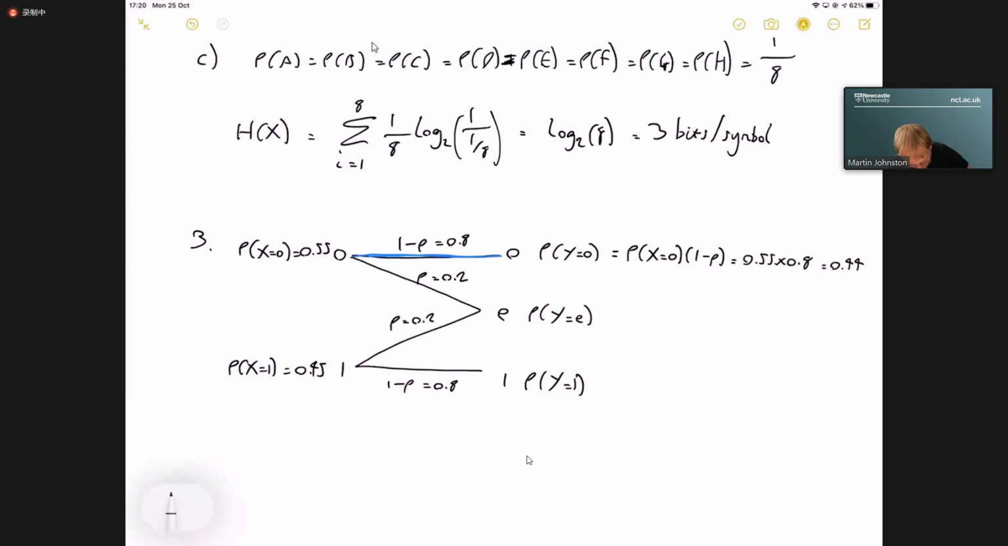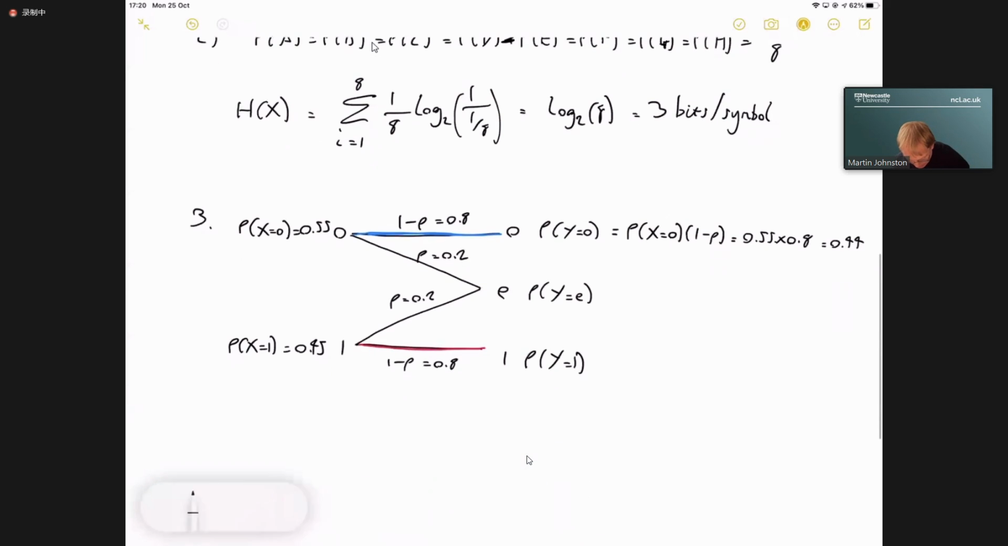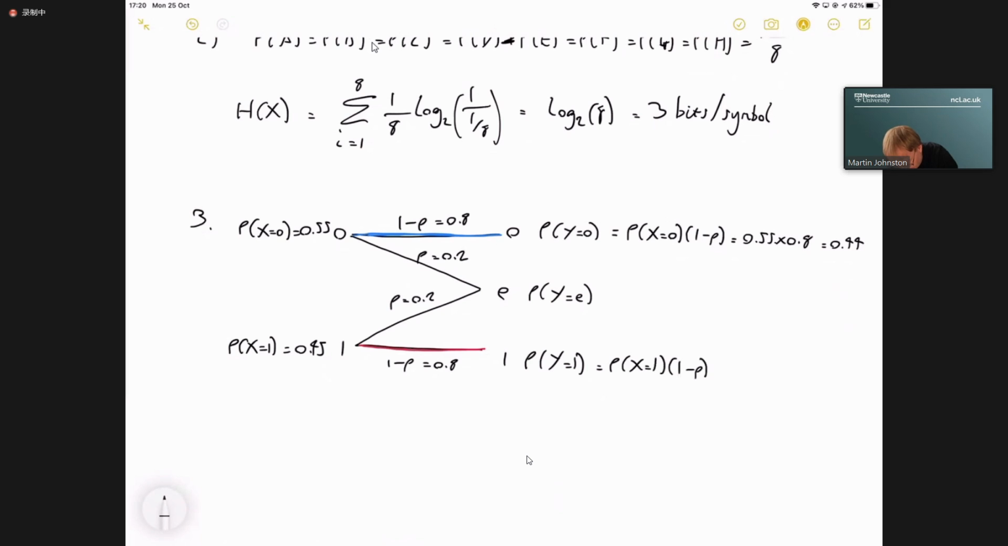Similarly for the bottom one, y equals 1, there's only one way you can get a 1. That's if you start with a 1. So the probability y equals 1 is the probability that we start with a 1 and the probability that it isn't erased. That's 0.45 times 0.8, which is 0.36.